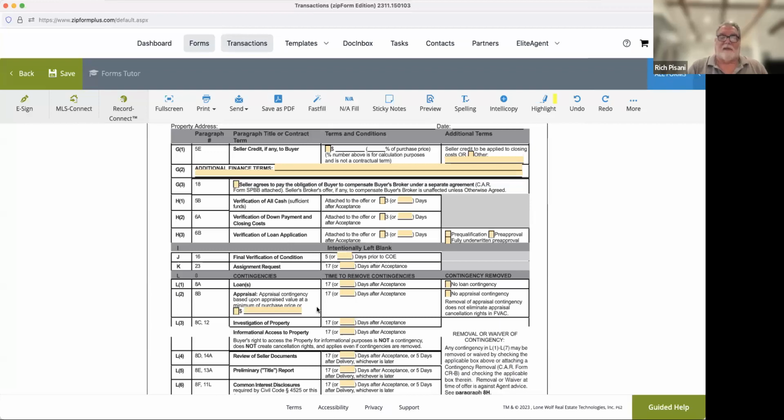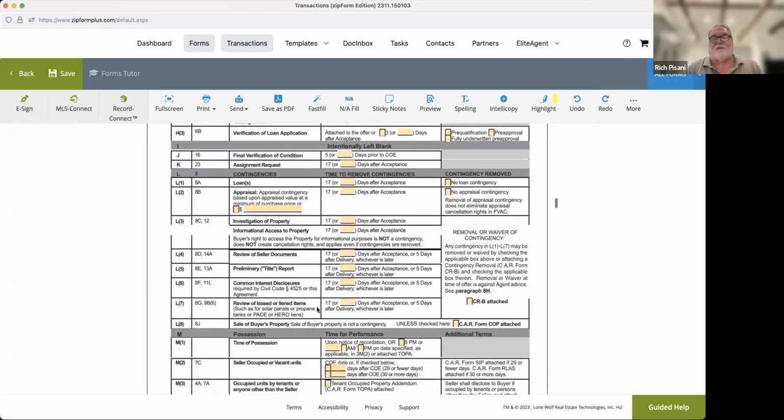Review of seller's documents. It defaults to this: the buyer has 17 days to look at the documents that the seller provides, or 5 days after delivery, whichever is later. So if after those 17 days you're given a different set of documents to look at, then you have 5 days. The buyer has 5 days to look at it and approve it or cancel because of it.